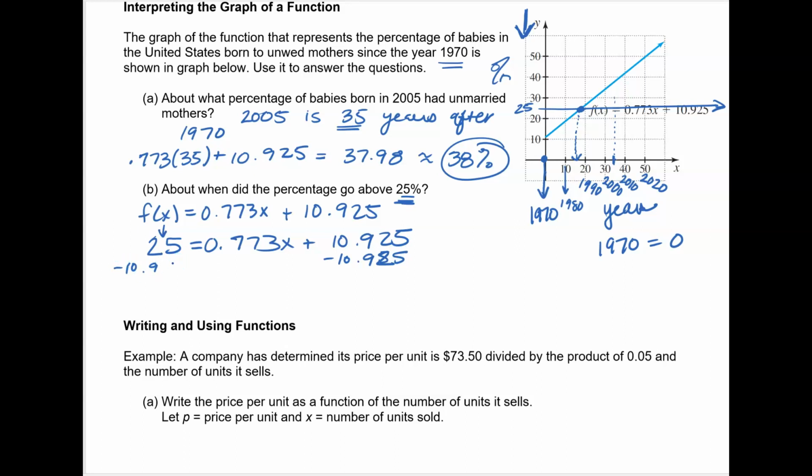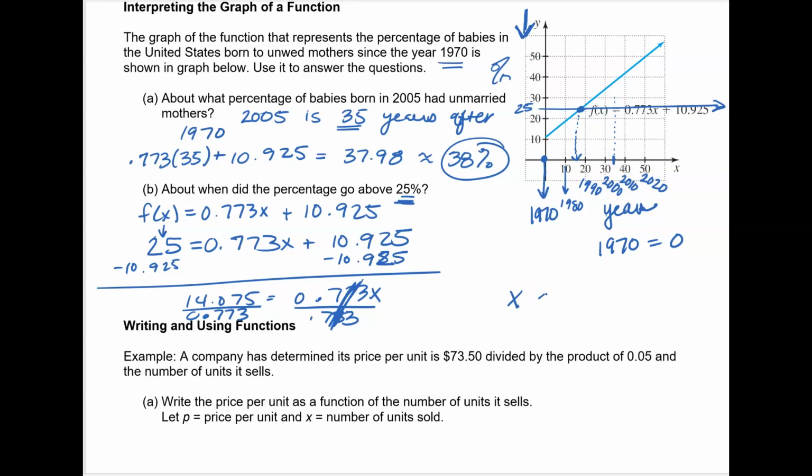So I'm going to take off 10.925, and then I get 14.075 equals 0.773x. I divide both sides by 0.773, not by x, sorry, just the number, so that goes away and x is left by itself, and I get approximately 18.2082. I'm just going to write down the full answer here, and then you'll want to make sure that you go ahead and round that to whatever place value that Connect asks you to.